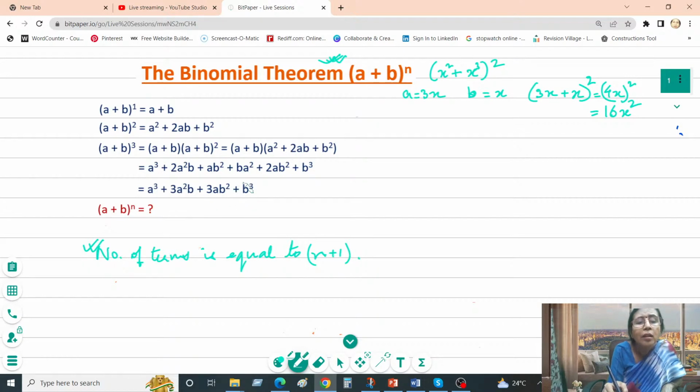Now, let us come to the a and b parts. What do we observe? For a plus b to the power of 1, we see that the first term is having a and the power of a is 1. Over here a plus b to the power of 2, the first term is again a and the power of a is 2. Whatever is the value of n, the first term is having only a and the power of a is the value of n.